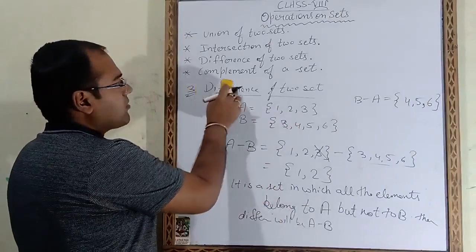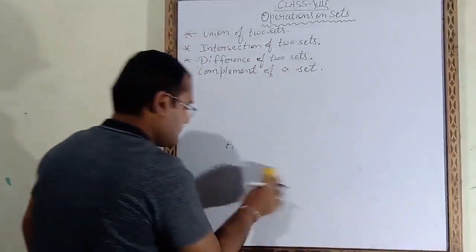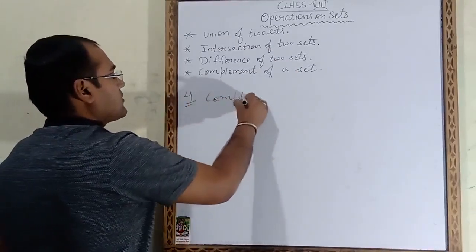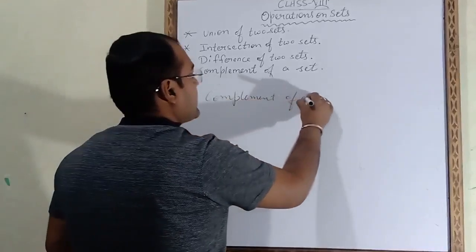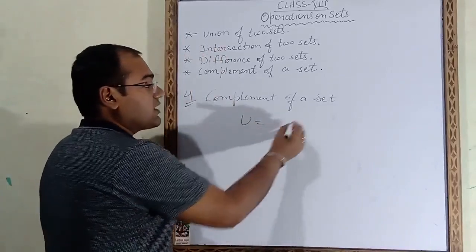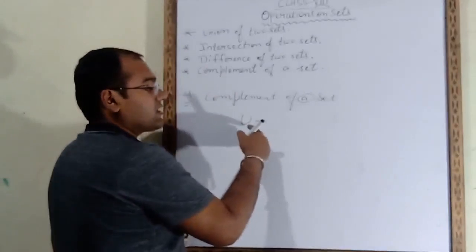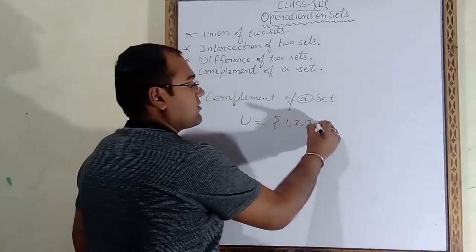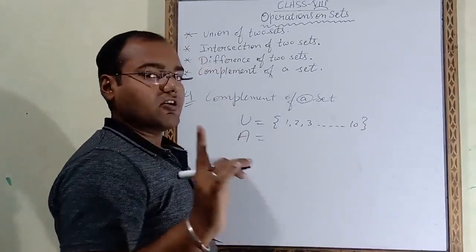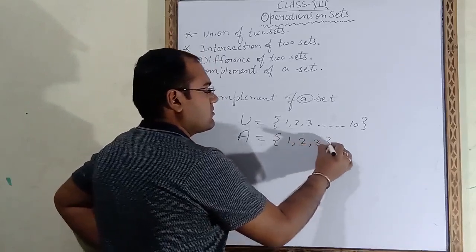Fourth topic is complement of a set. Suppose here it is A set. A means only one set will be there. So we will take universal set 1, 2, 3 up to 10, and one set we will take, only A. Suppose we have taken here 1, 2, 3.